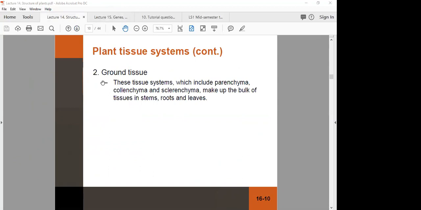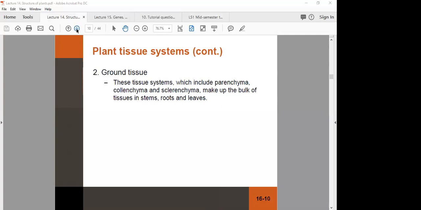All right, second major plant tissue system is ground tissue. And these tissues vary considerably depending on where they're found. They include parenchyma, collenchyma, and sclerenchyma, and also other types of ground tissue systems. These are just three of the major ones. Ground tissue makes up the bulk of tissues in stems, roots, and leaves.